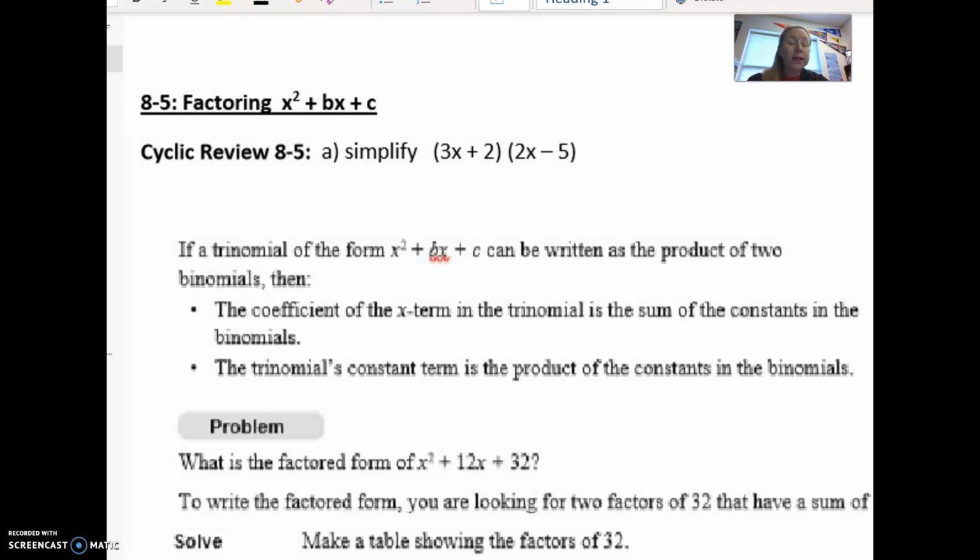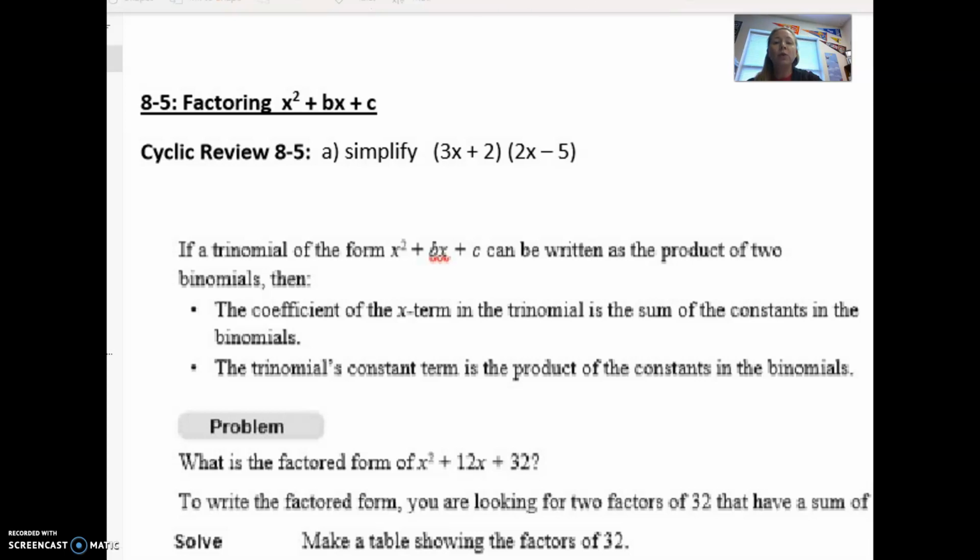So, hello. We have had a chance now to do some practice with a lot of multiplying with binomials. We're going to spend a lot more time now talking about factoring. And factoring, remember, is the reverse of the multiplication. So, reversing the distributive property or FOIL or whatever we've been doing in the past.